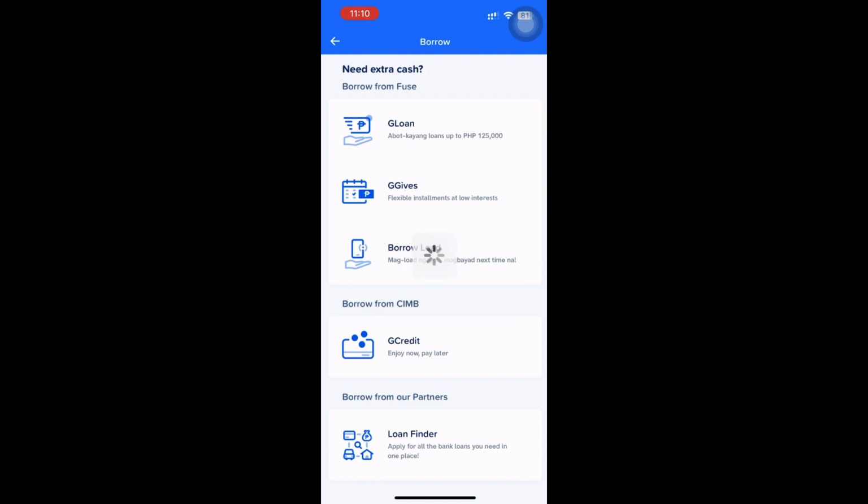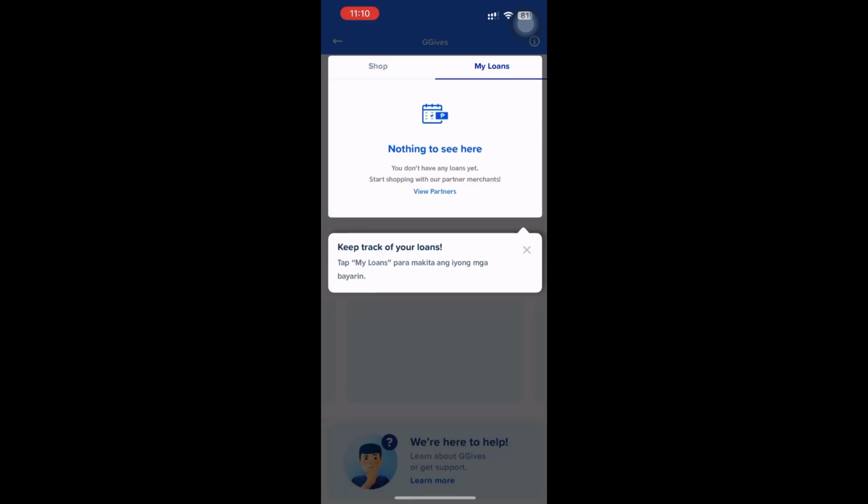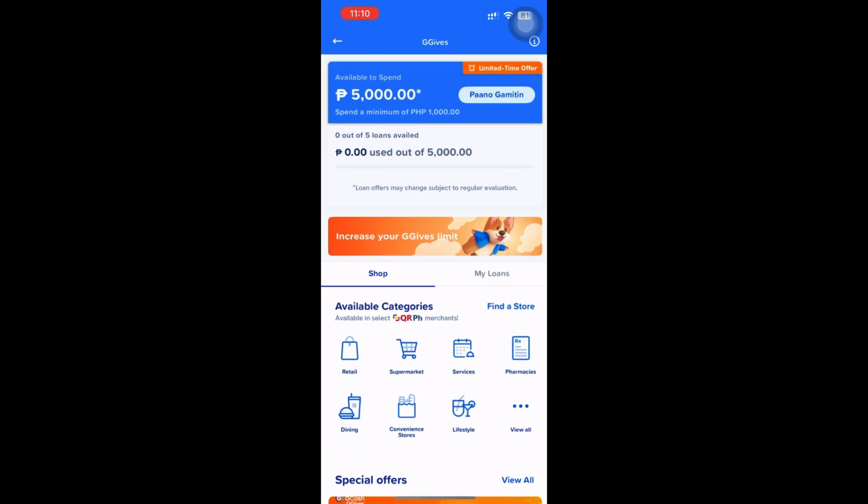For example, when paying bills or making an eligible purchase, choose GCredit at checkout if it is available. Review the amount, fees, interest, and due date before confirming.